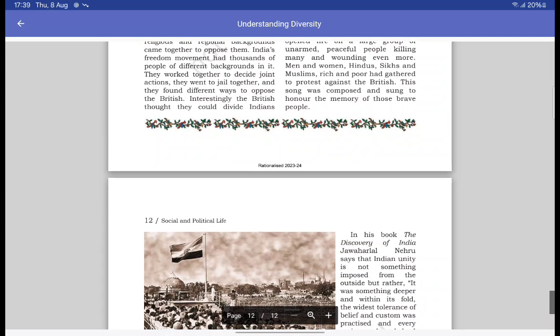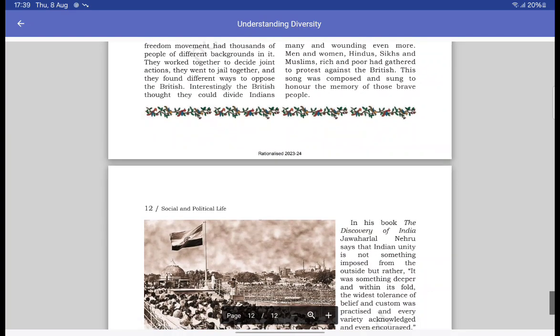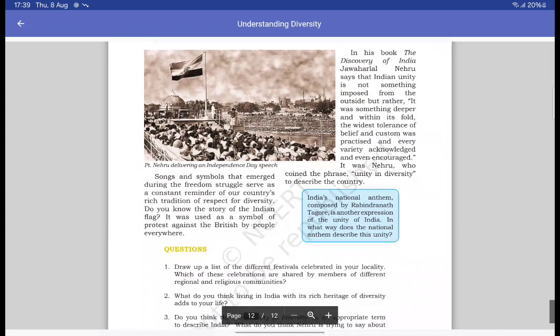This is just written here to tell you how diverse groups came together, how people did not care about the religion or the caste and all that. Rich and poor had gathered to protest against the British. This song was composed and sung to honor the memory of those brave people. Songs and symbols that emerged during the freedom struggle serve as a constant reminder of our country's rich tradition of respect for diversity. You see, like the concept of freedom itself.